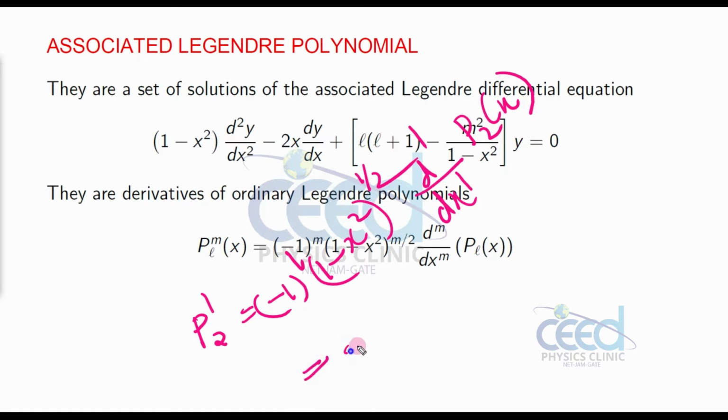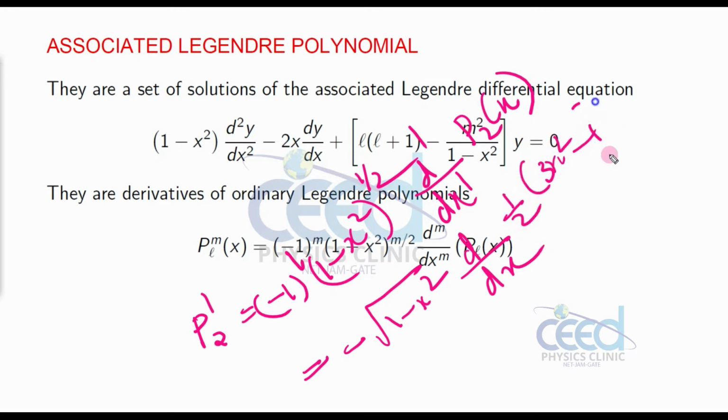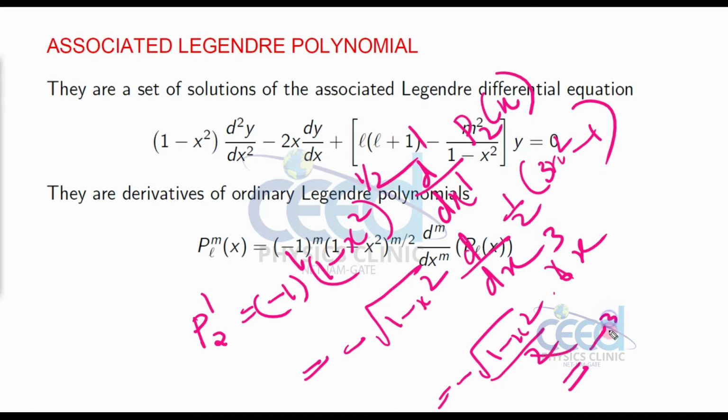So that is minus root of 1 minus x square into d by dx of P2 of x. P2 of x we have already studied, that is 1 by 2 into (3x square minus 1). That is minus root of 1 minus x square into 1 by 2 into 6x, right? So that is 3, so minus 3x root of 1 minus x square. This way we can calculate the various associated Legendre polynomials, right?